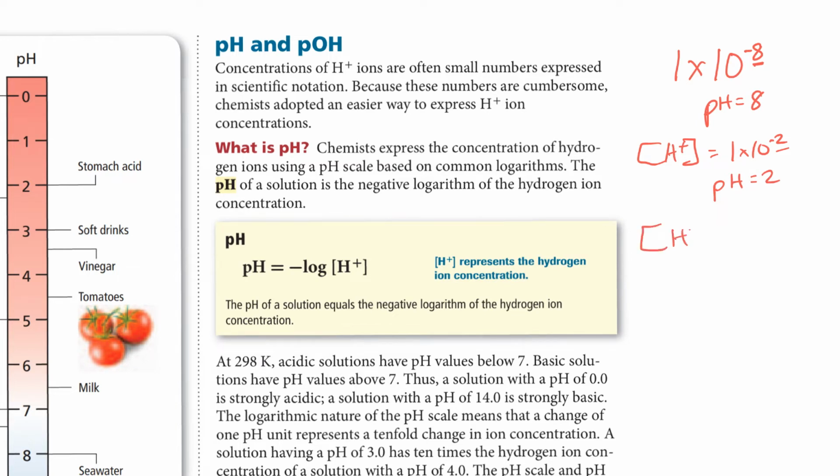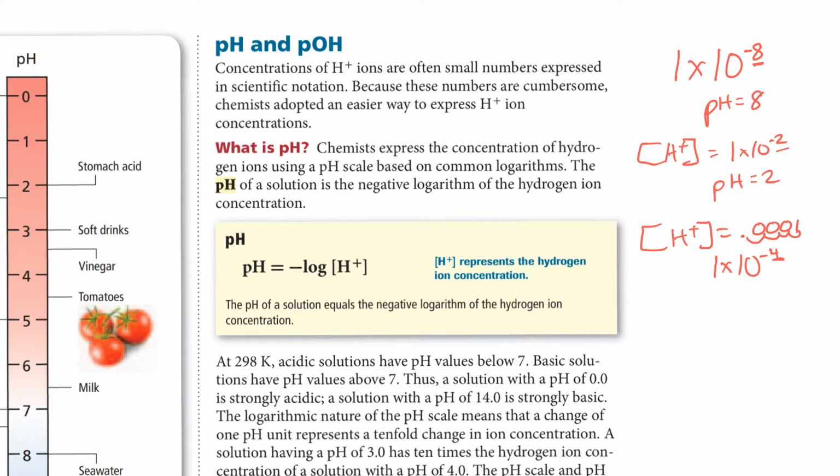What if I said the concentration of hydrogen ions is 0.0001? We could change that into scientific notation, and that is 1 times 10 to the negative 4. So that's going to be a pH of 4.